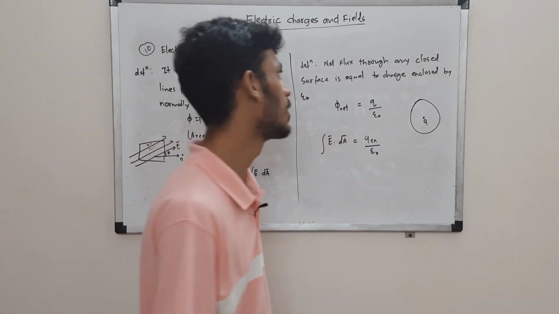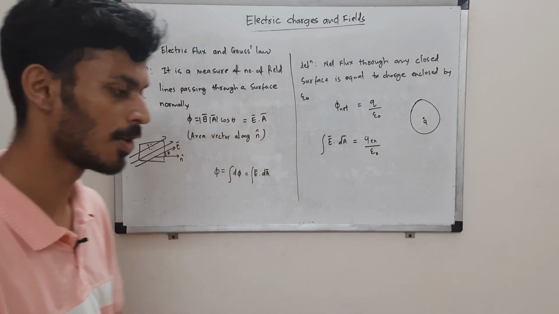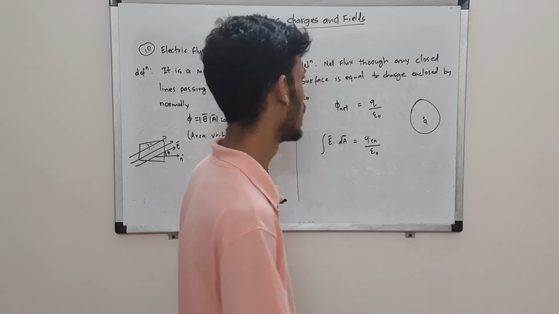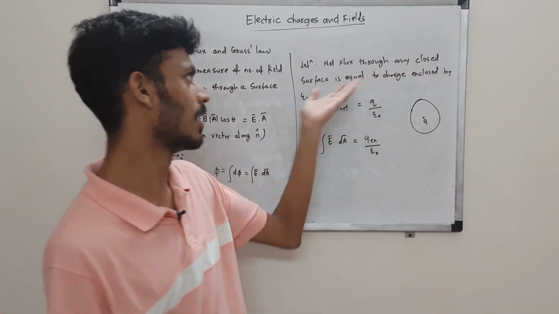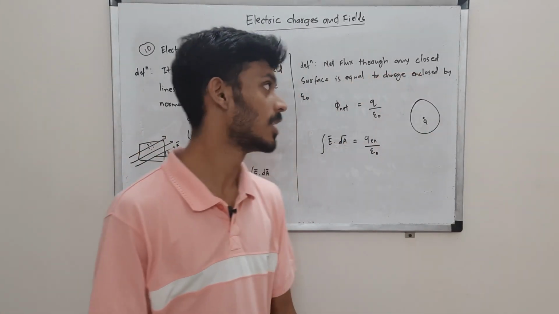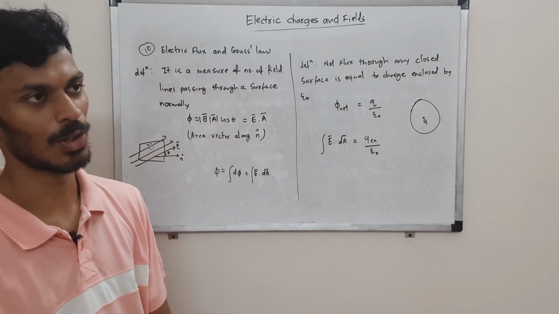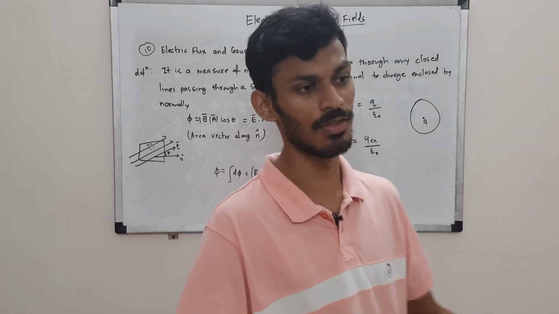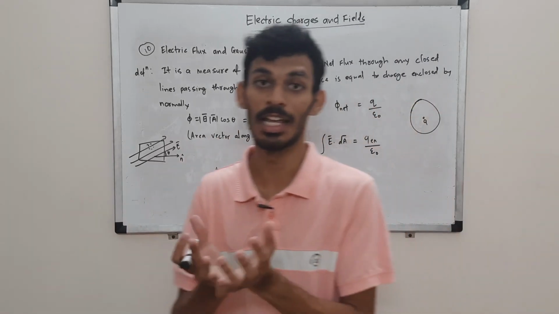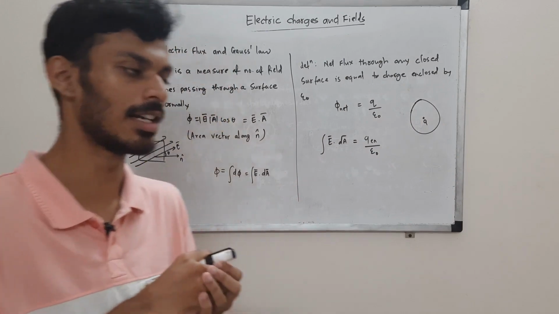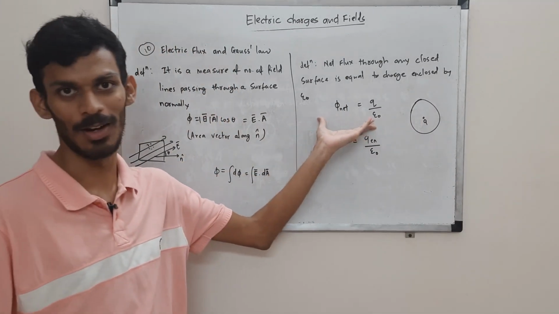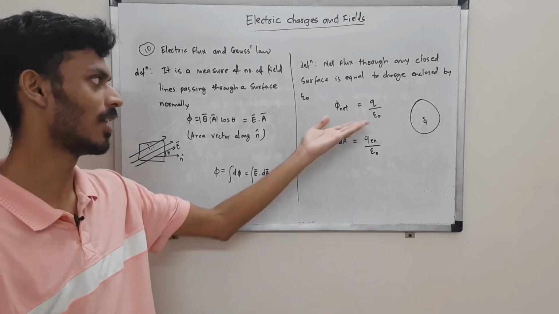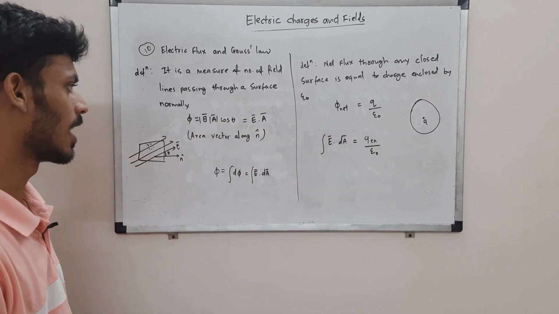Coming to Gauss law is very simple. It's very useful in case of symmetry. It says that the net flux through any closed surface is equal to the charge enclosed divided by epsilon naught. So if you want to find the net flux through any surface, you just have to see the charge inside that surface, divided by epsilon naught. That is such a simple relation as compared to this, right?